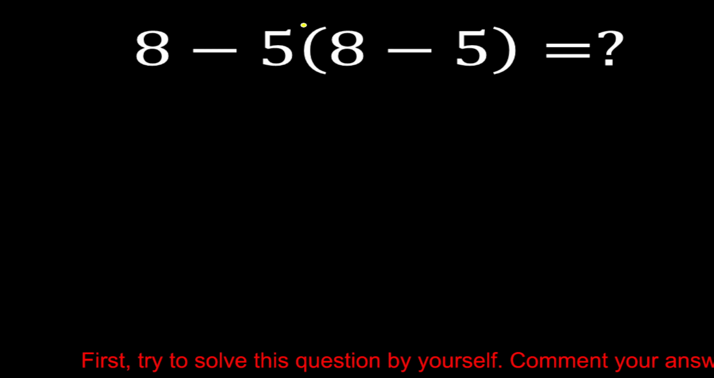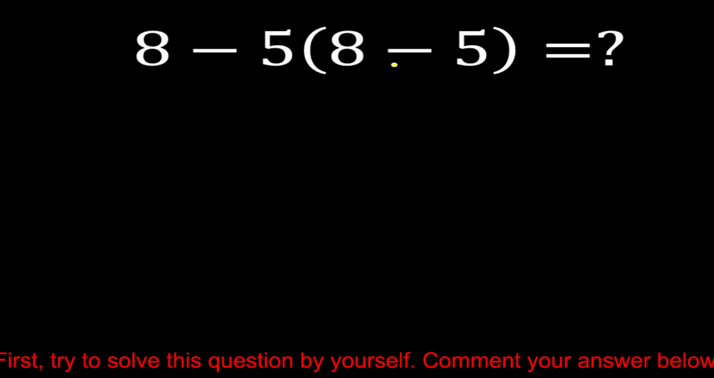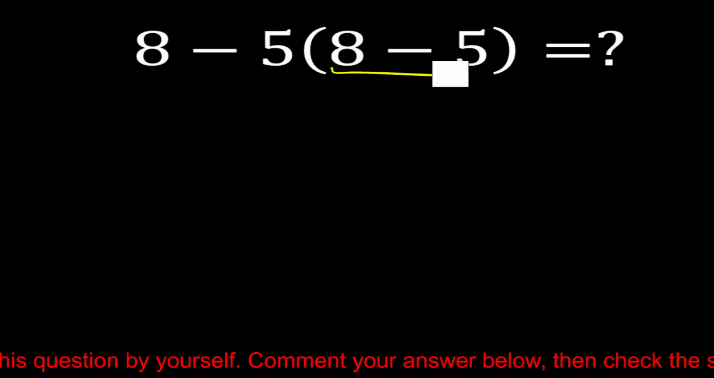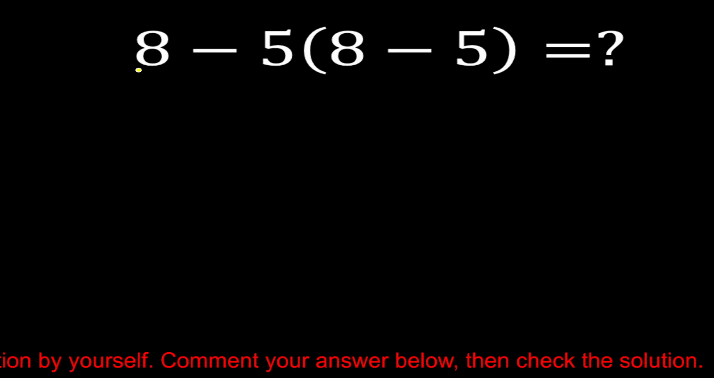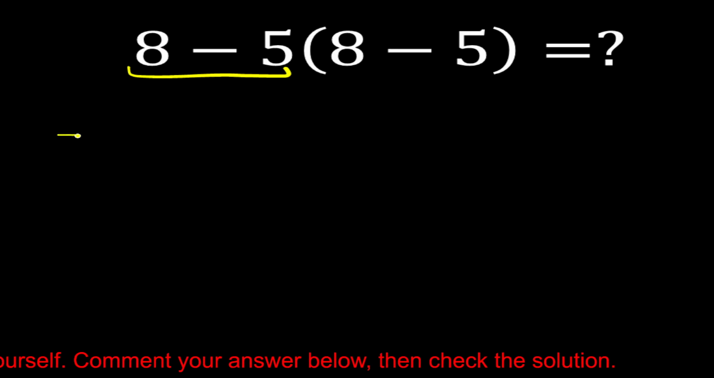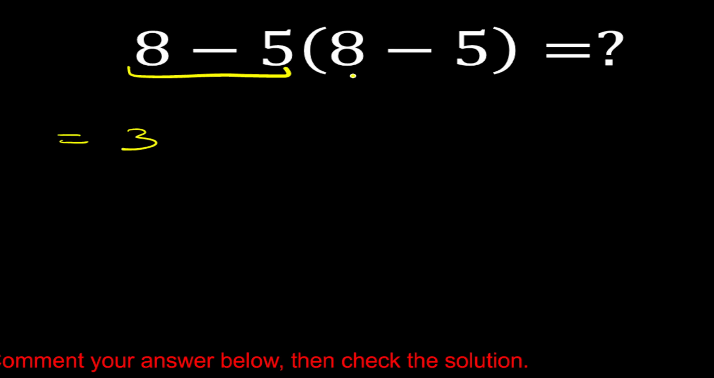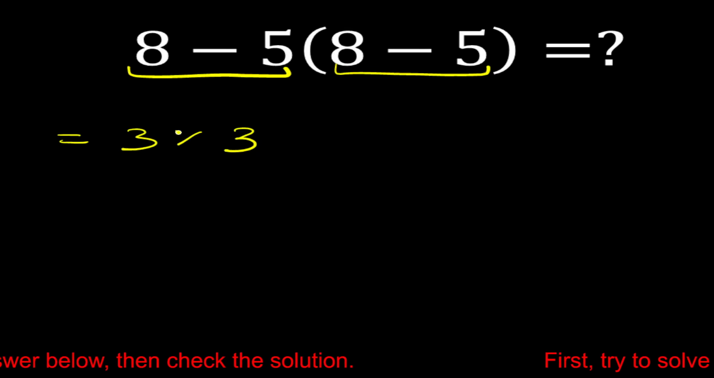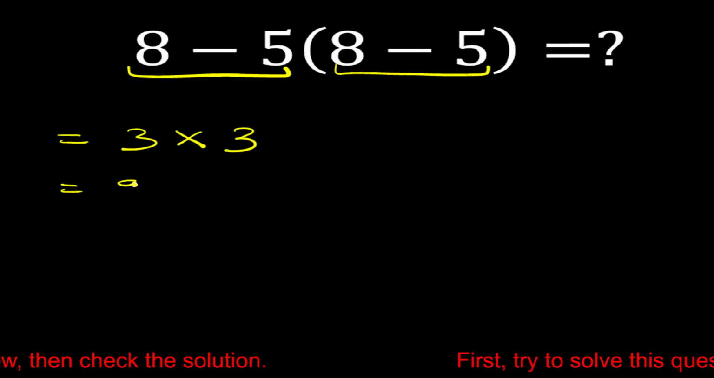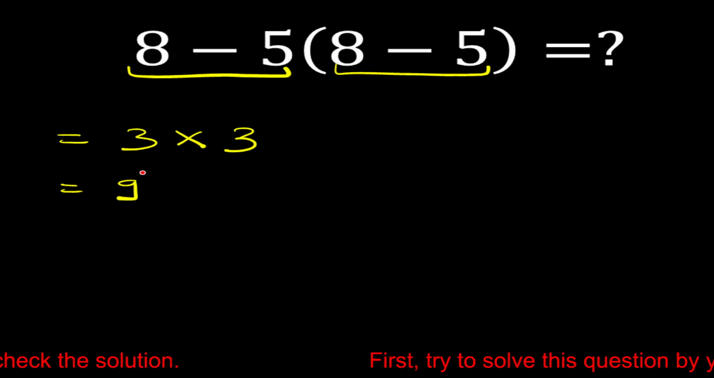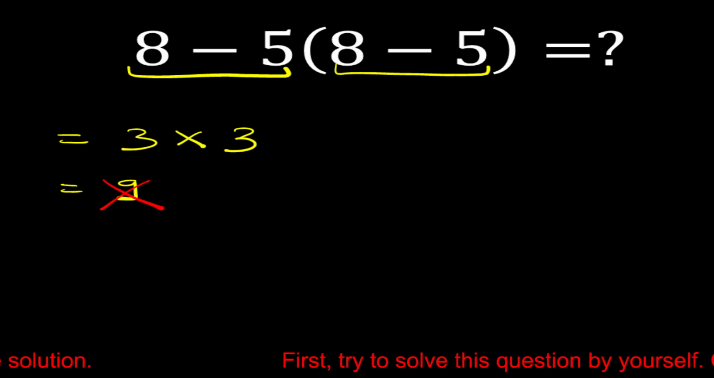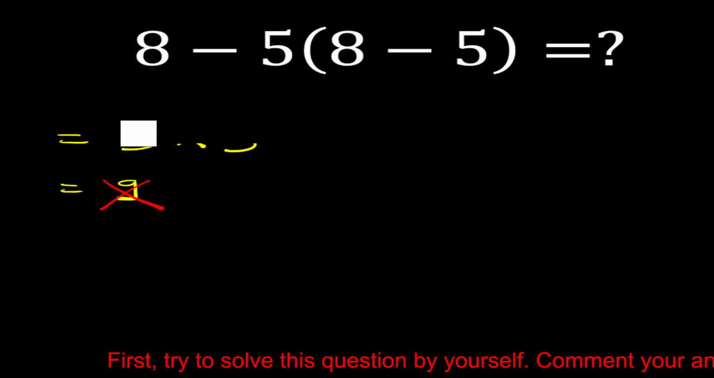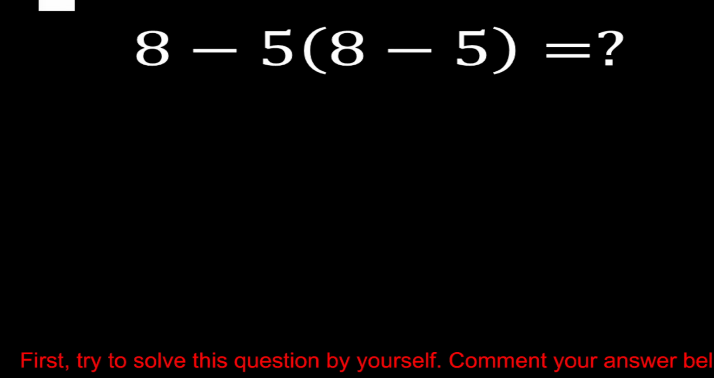So here we have a question: 8 minus 5 and also 8 minus 5. Okay, most people solve this question like 8 minus 5 is equal to 3. Then again 8 minus 5 is equal to 3. Then 3 multiply 3 is equal to 9. But here they are wrong because this answer is not correct. Okay. Now let's solve this problem correctly by using a PEMDAS rule.